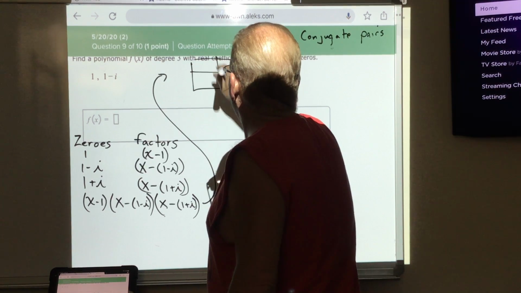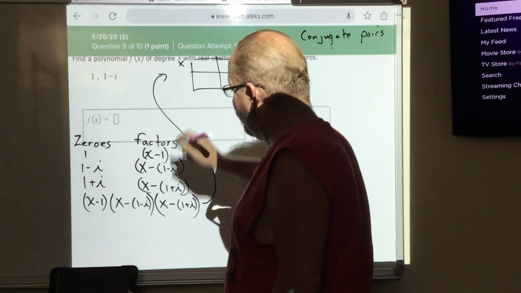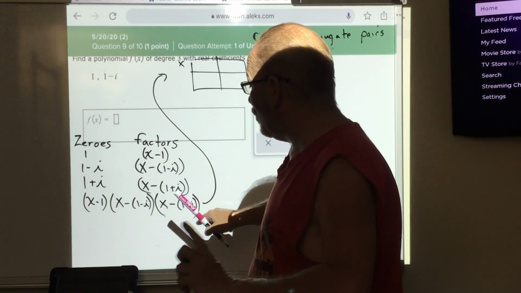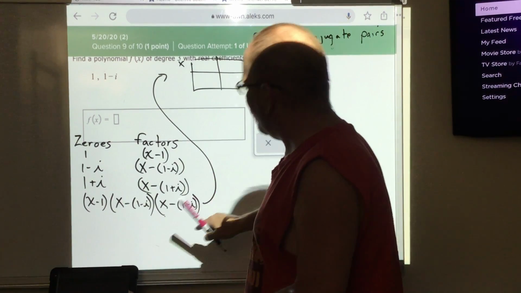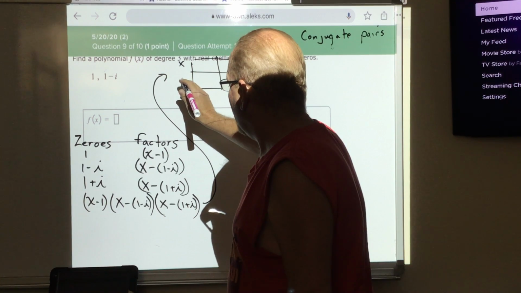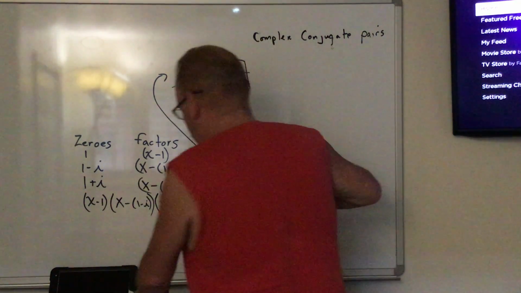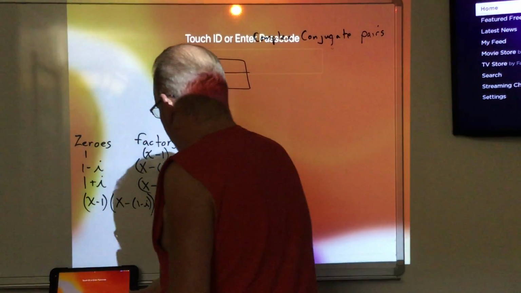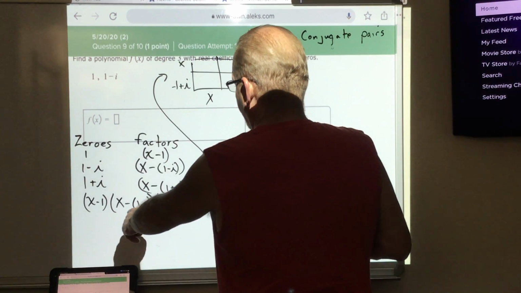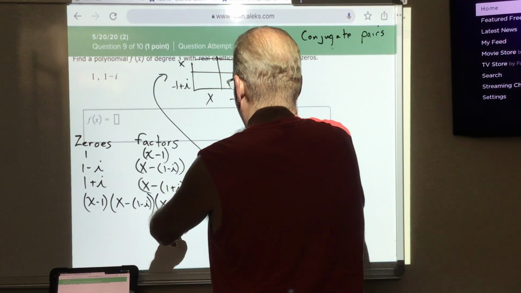If you want to, you can use the rectangle, or you may be using FOIL by now. At some point, using FOIL to do this kind of stuff is going to be easier for you. Mr. Gould will show you and you'll be like, oh, that's easier. Well, it's easier because you know the pattern. So x and negative 1 plus i, and x and negative 1 minus i.